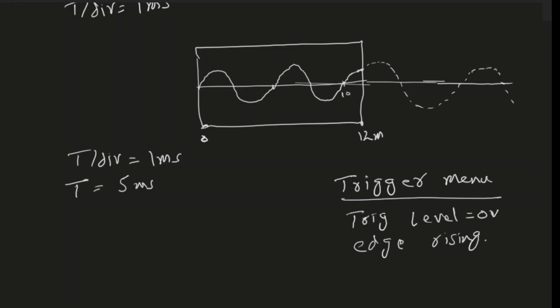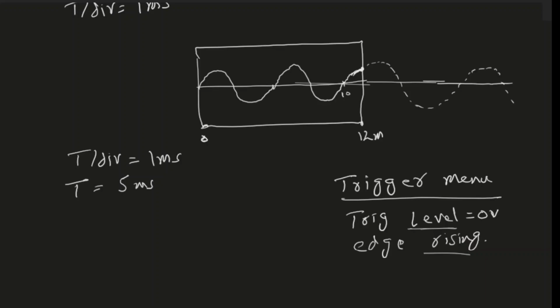What it means is that when the scope comes to this point, the end, the scope will not start plotting this part on the screen again. The scope will wait for the trigger condition to happen. And the trigger condition is that the voltage level has to be equal to 0 volts and the edge should be rising. That is my trigger condition. If both of those conditions are met, then the scope will start plotting.